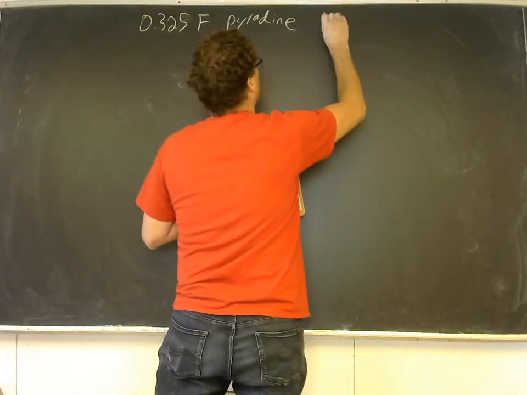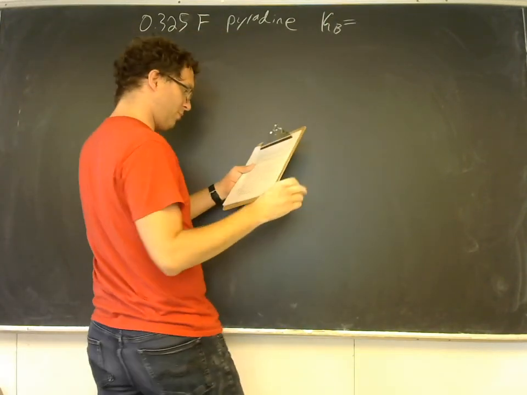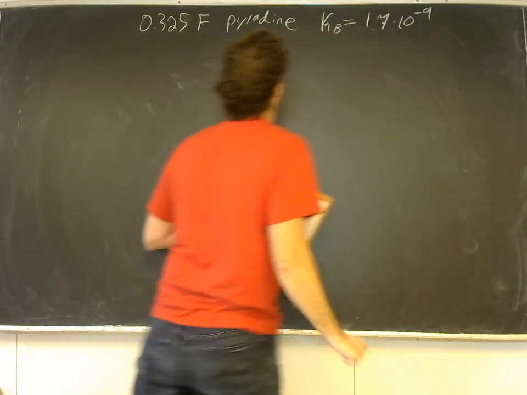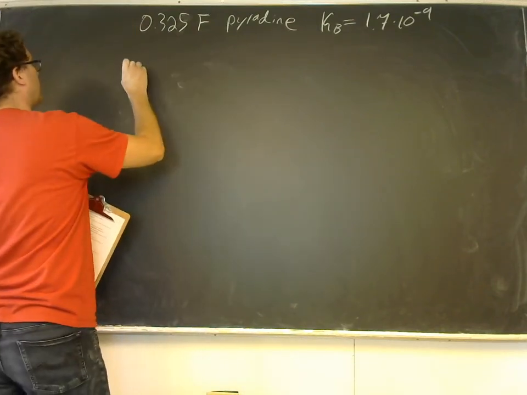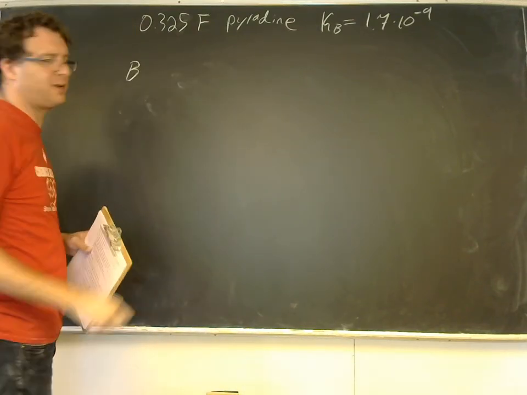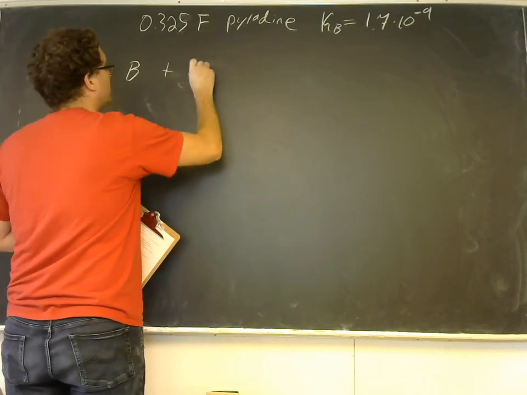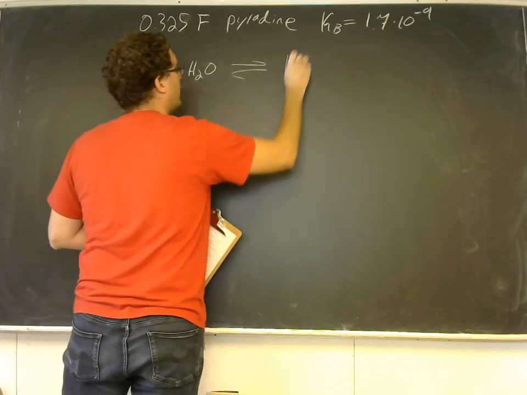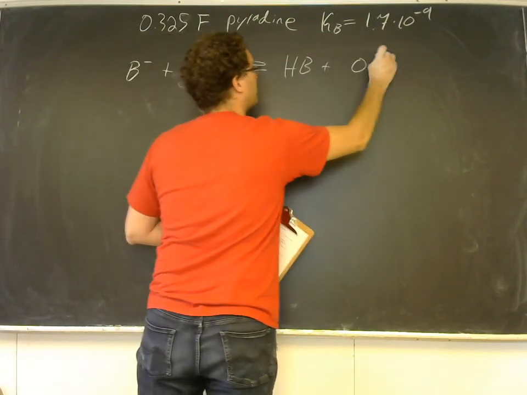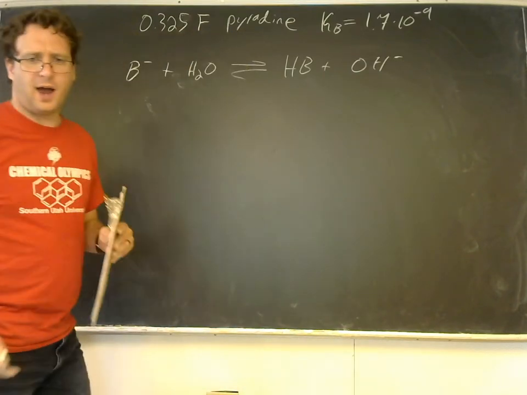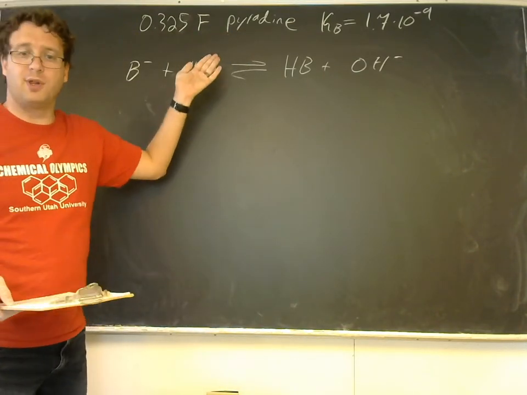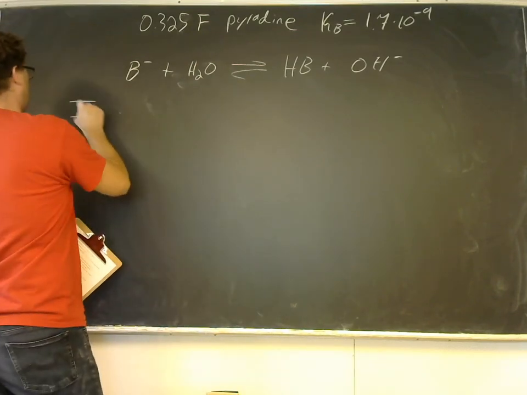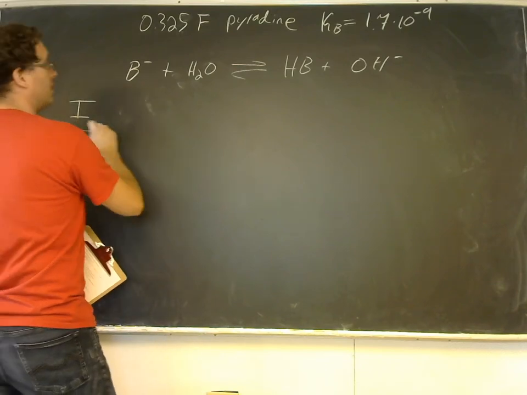Okay, so we have a Kb equal to 1.7 times 10 to the negative 9th. And so pyridine, like I said, I don't even know what its formula is, but I can just say B plus H2O is in equilibrium with HB plus and OH minus. You see that? I don't really need to know the chemical formula for pyridine in order to write an equation which is going to be good enough for our ice table. Isn't that neat?